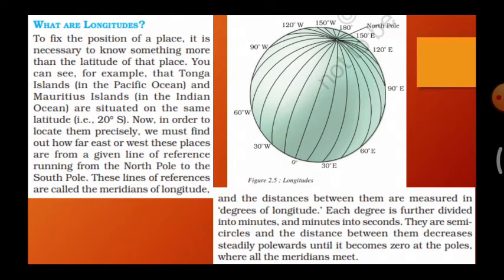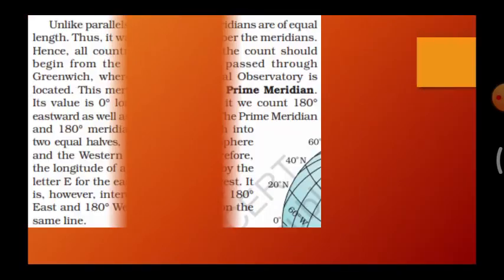and the distance between them is measured in degrees of longitude. Each degree is further divided into minutes and minutes into seconds. They are semicircles and the distance between them decreases steadily towards the poles until it becomes zero at the poles, where all the meridians meet. So, children, where all the meridians meet at one place, that place we have mentioned as 0 degree. Like that, they have divided the globe into meridians of longitude.